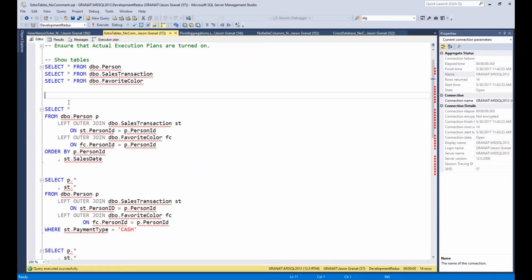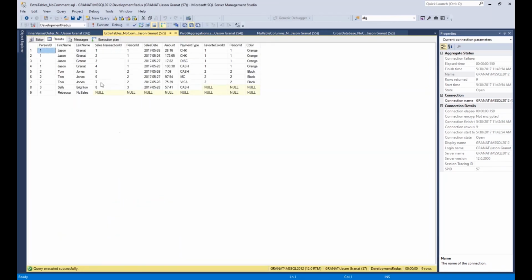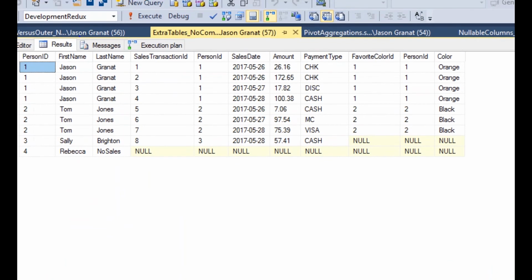So let's look at some data. The first thing I want to do is similar to before. I'm just going to left join all my sets that are in here. And if we take a look, you can see that my favorite color is noted as orange. Tom's favorite color was noted as black, and then both Sally and Rebecca don't have any favorite colors shown there.